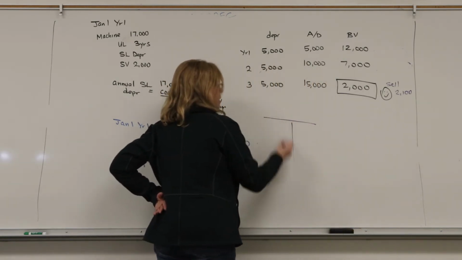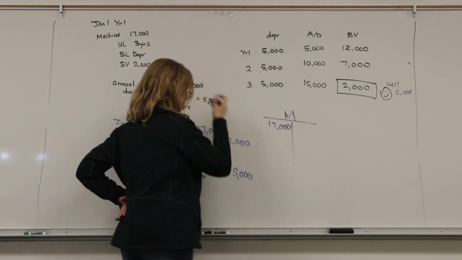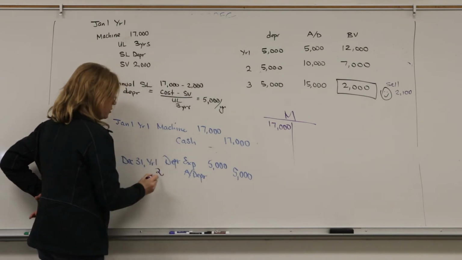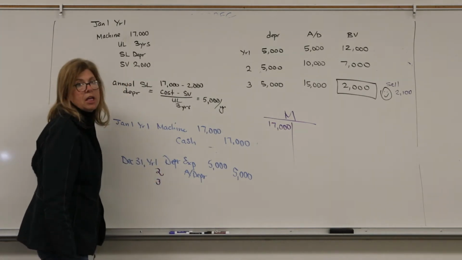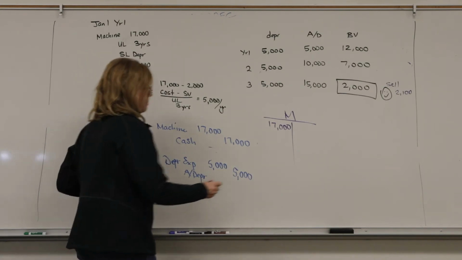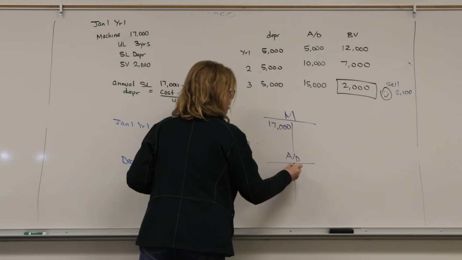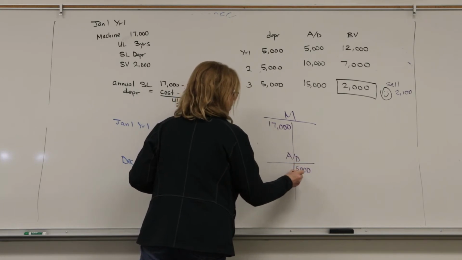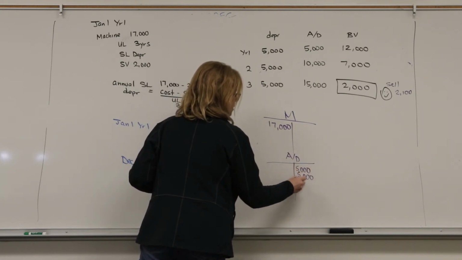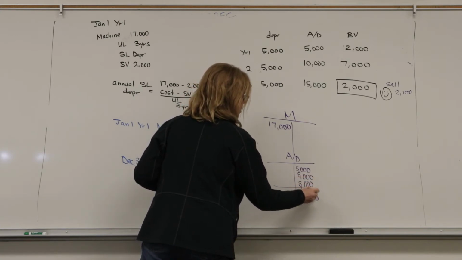And again, here's machine, $17,000 debit for my first entry. But now I've actually had this machine 3 years. So I depreciated $5,000 in year 1, 2, and 3. So when I look at accumulated depreciation, we've got 5,000, 5,000, 5,000, right? It has a balance of 15,000.